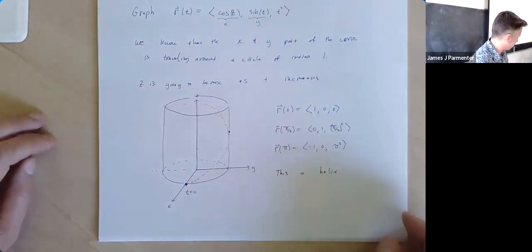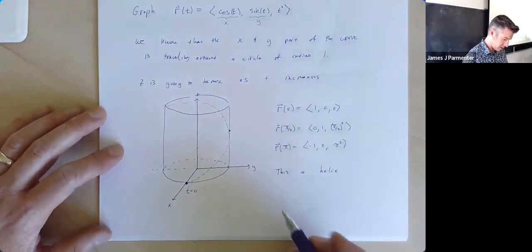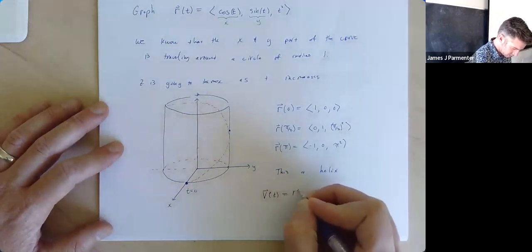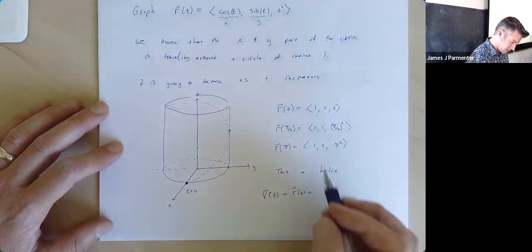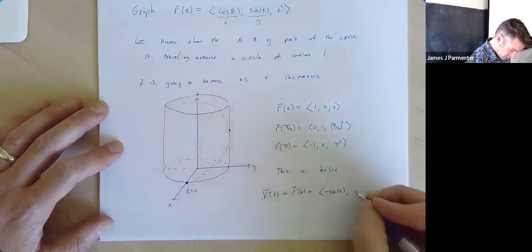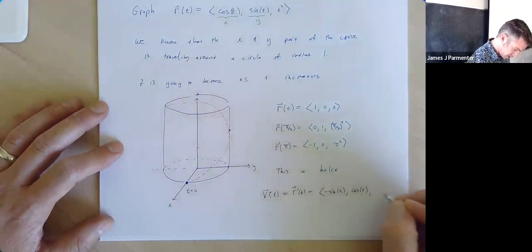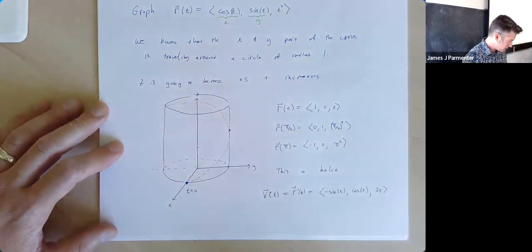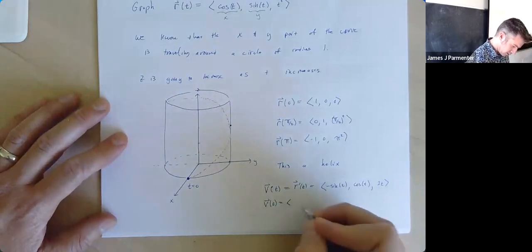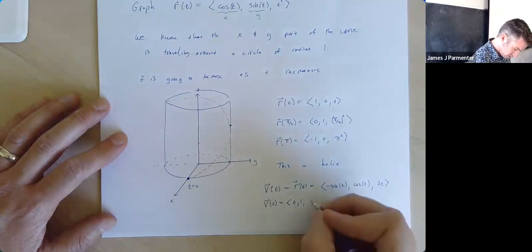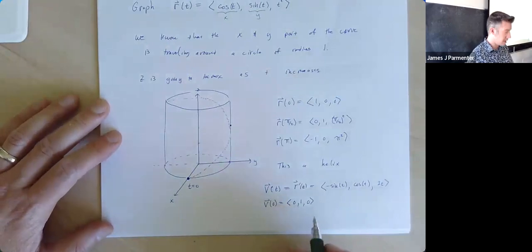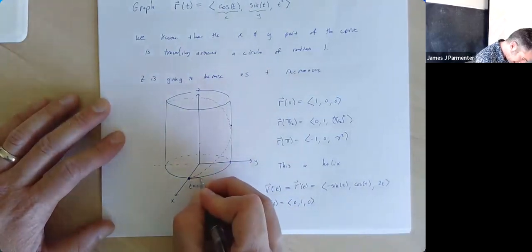And we could also talk about, just for a moment, the velocity at any of these points. So velocity is still just the derivative of position. Derivative of cosine is negative sine. Derivative of sine is cosine. And derivative of t squared is 2t. So if I want to find the velocity at time equals 0, that's going to be the vector 0, 1, 0. So at time equals 0, my velocity vector is pointing wholly in the y direction, just like that.